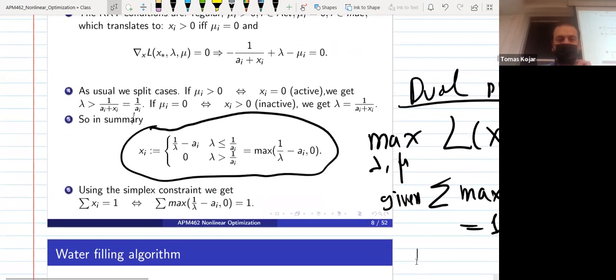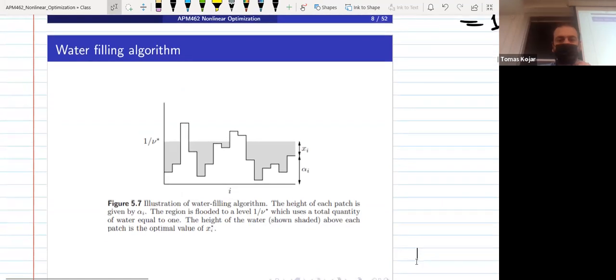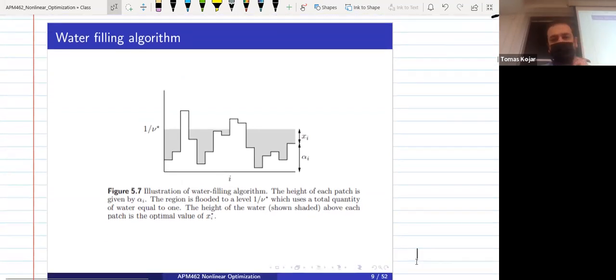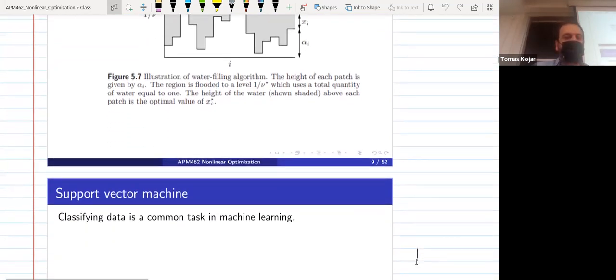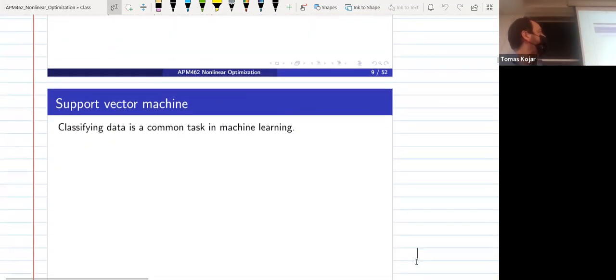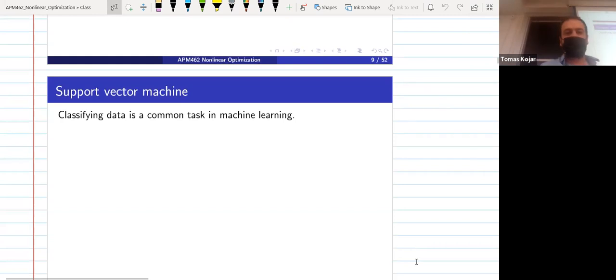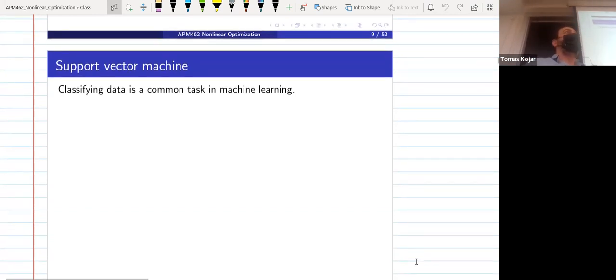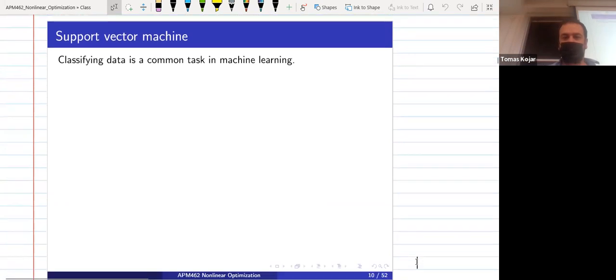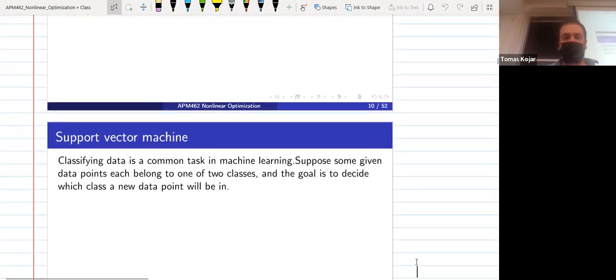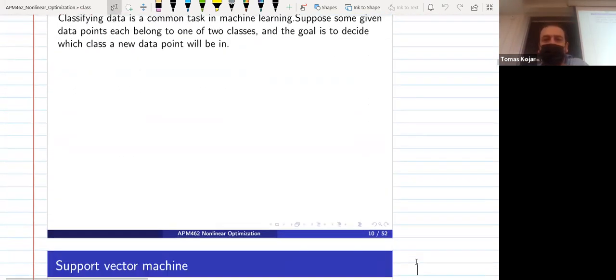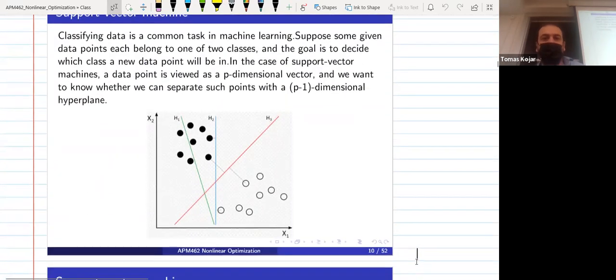What else? I want to talk about support vectors. This is more relevant to statistics, unless you have seen it already. It's one of the basic tools in machine learning. So here are some nice pictures, and then you solve it.